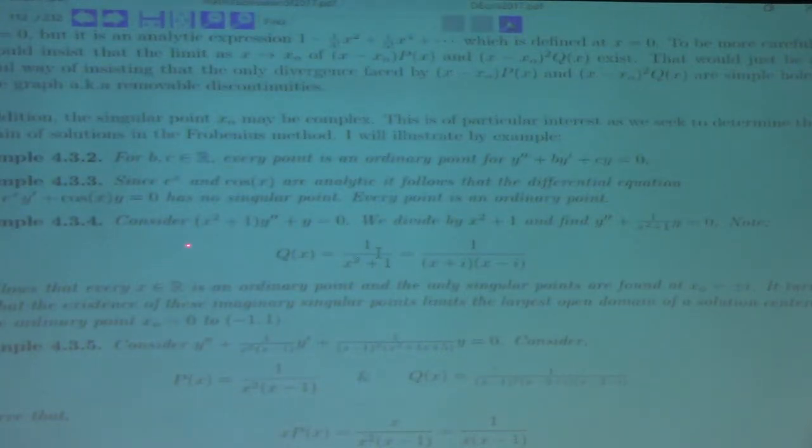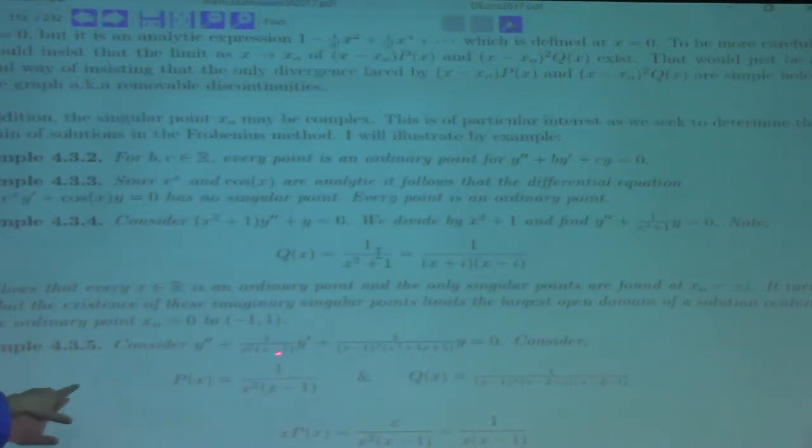So this one also has no singular points in the real sense, but it does have singular points in the complex sense. So plus or minus i are complex singular points here, you could say.